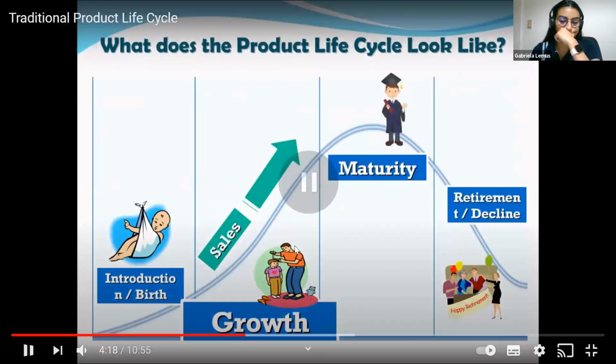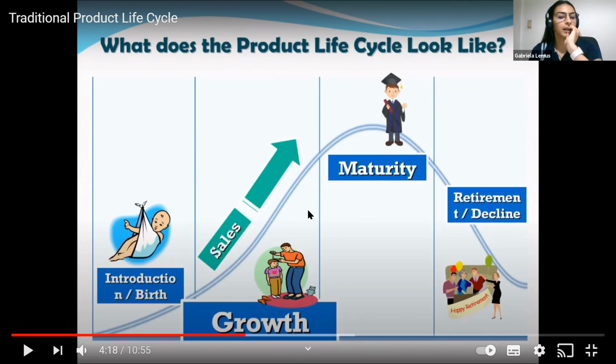Which now brings us to the growth stage. Yes, you can see the sales. Do you think it's the most difficult? The introduction, the birth? Or which one do you think it is?